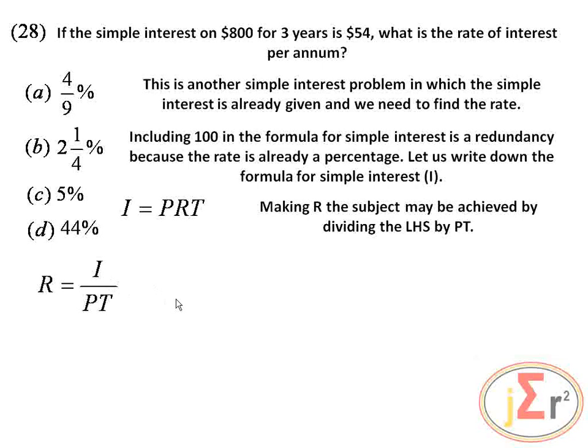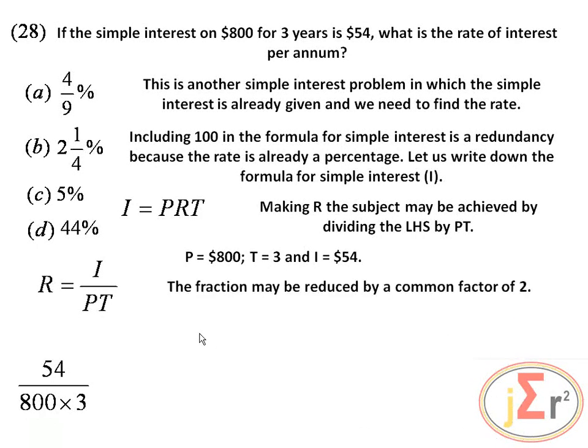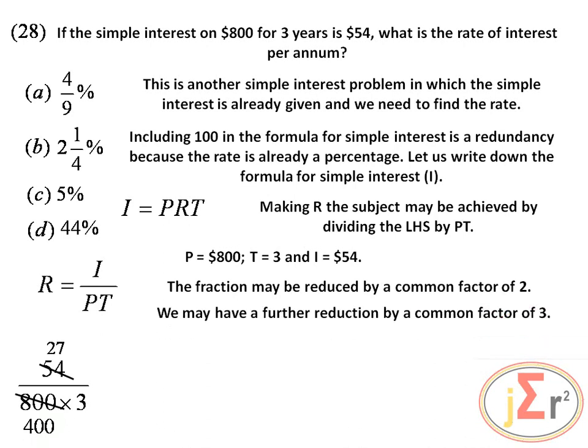Next, we will substitute the values. R, we do not know. The interest is 54, the principal is $800, and the time is 3 years. What do we do next? The fraction may be reduced by a common factor of 2. 2 into 800 is 400. 2 into 54, I think, is 27. Yes, I'm right. We may have a further reduction by a common factor of 3.